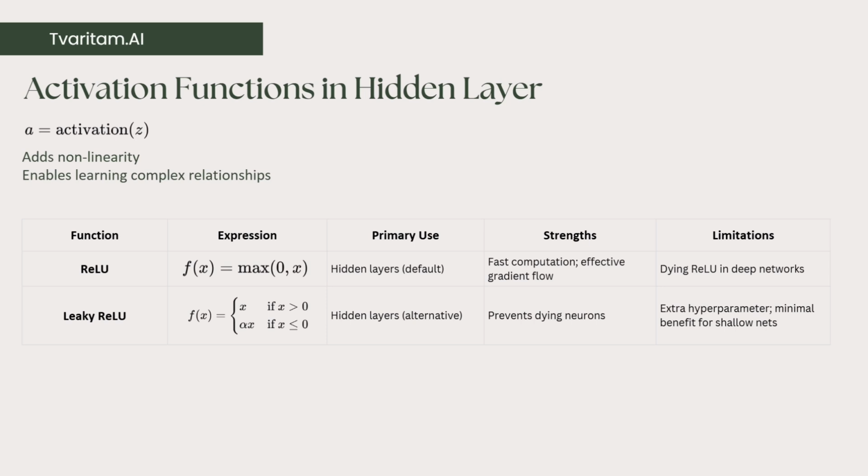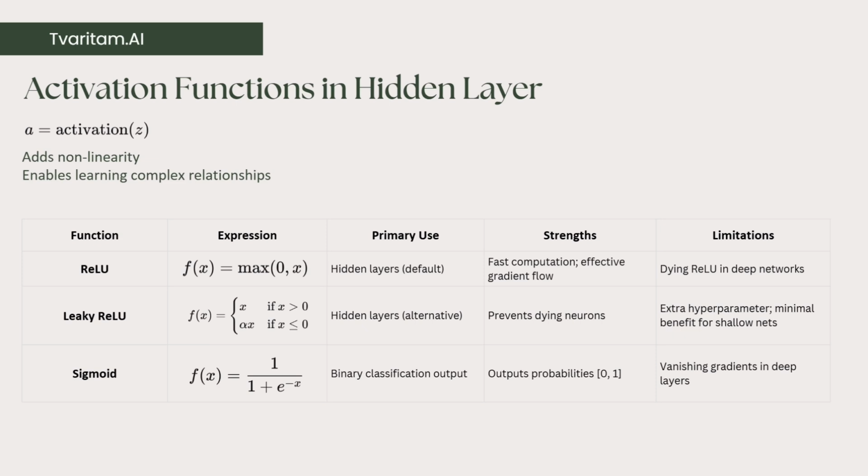The idea is that instead of outputting a hard 0 for negative inputs, it outputs a small negative value. This keeps a tiny gradient flowing even when the input is negative, which prevents neurons from dying and maintains gradient flow throughout training. Now next is the sigmoid function.